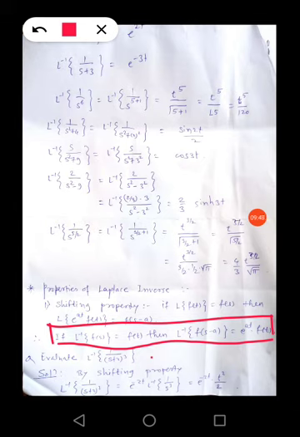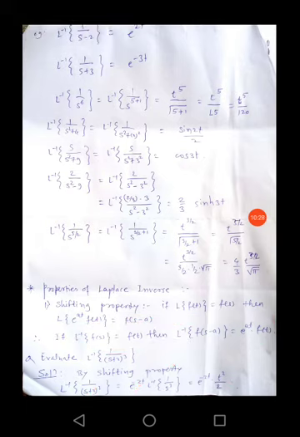Evaluate Laplace inverse of 1 upon (s plus 2) cube. By the shifting property, L inverse of 1 upon (s plus 2) cube is equal to e raised to minus 2t, because here it is plus 2. Therefore it is equal to e raised to minus 2t into L inverse of 1 upon s cube. So this s plus 2 is transformed to s only by the shifting property, and taking e raised to minus 2t outside. So e raised to minus 2t into L inverse of 1 upon s cube is nothing but e raised to minus 2t into t square by 2 factorial, which is 2.